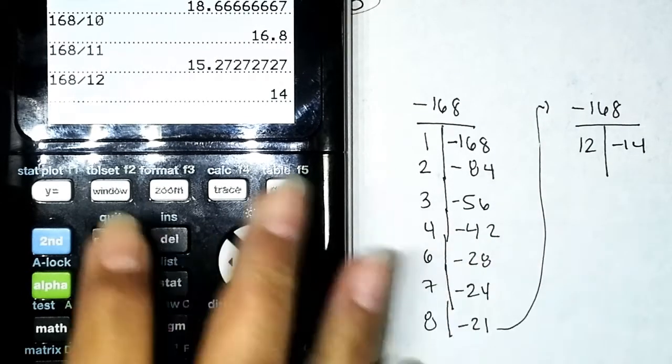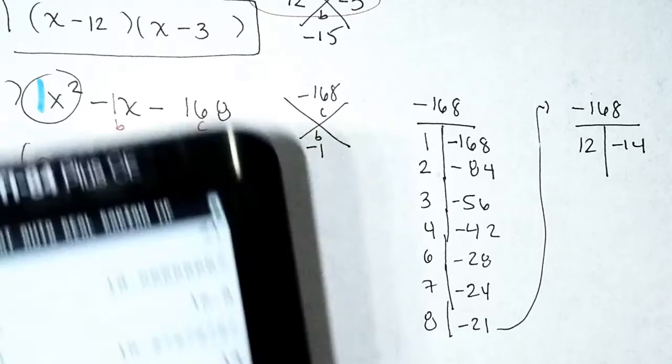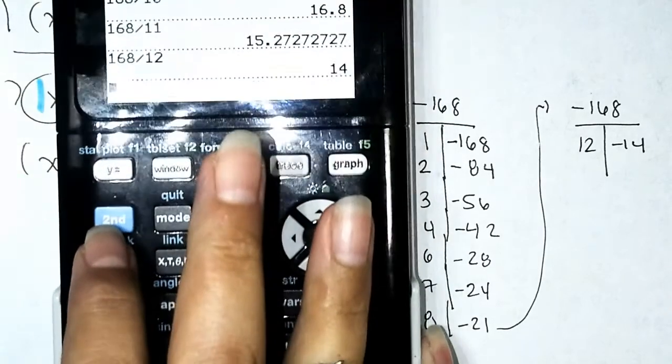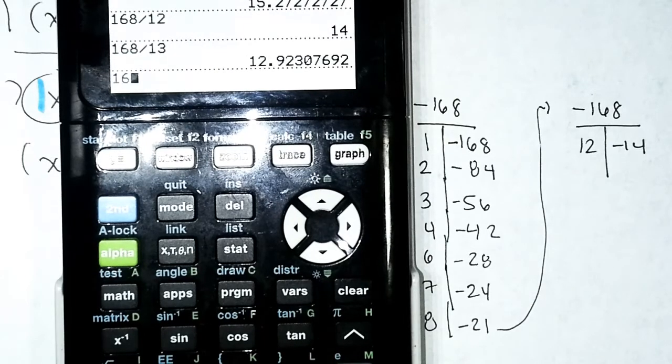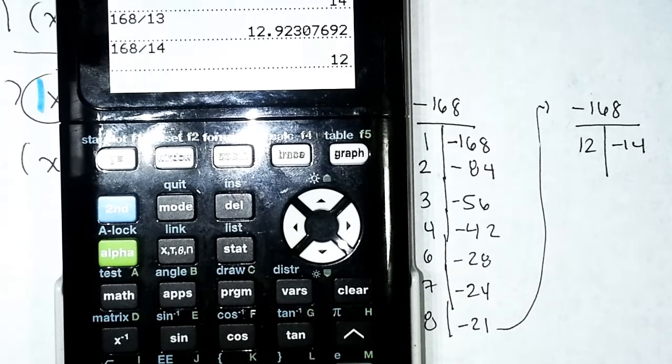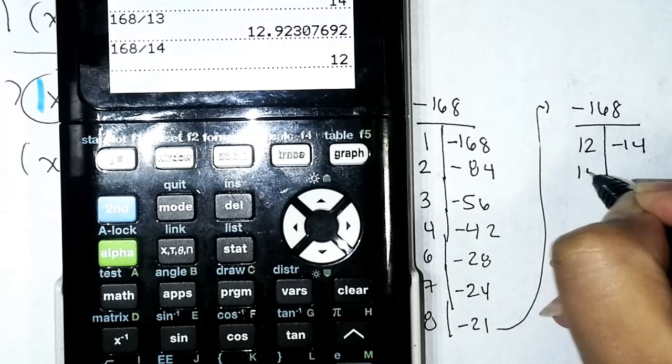Sum is negative 2 and we want a sum of negative 1. Okay, so maybe the next one is a winner. Okay, is 13 a factor? It is not. Is 14 a factor? It is, but check it out, it's already in our list.